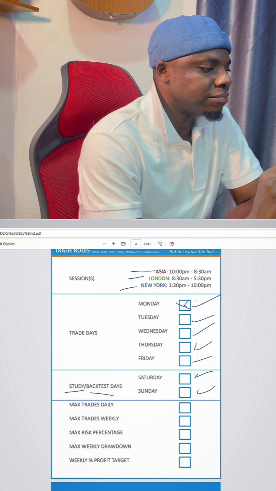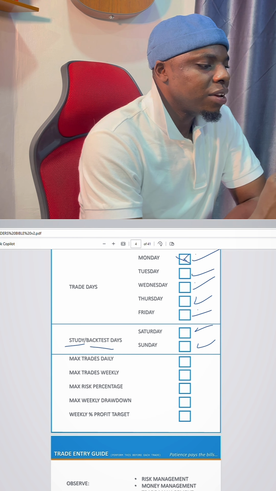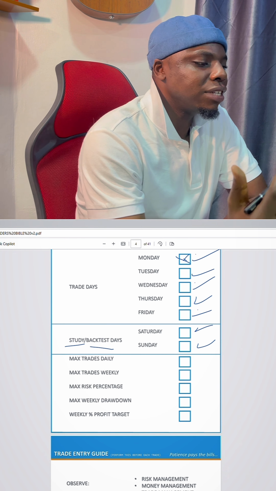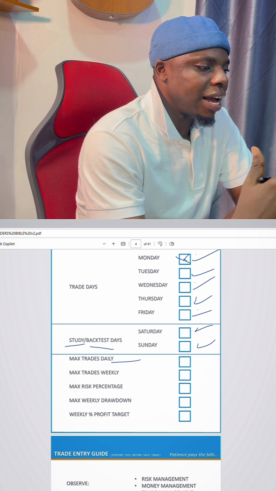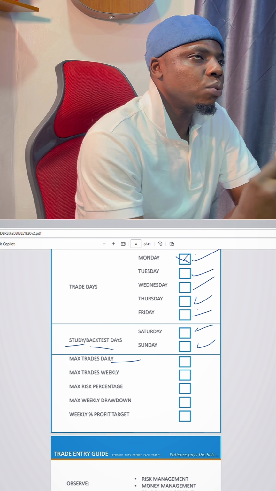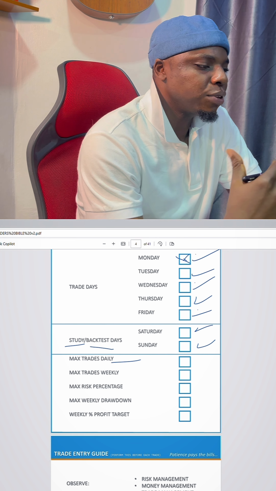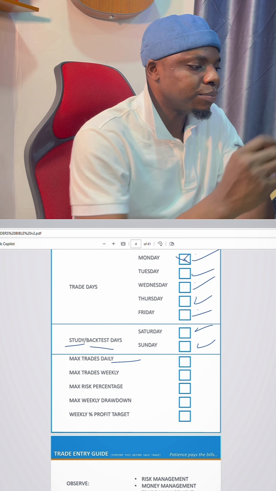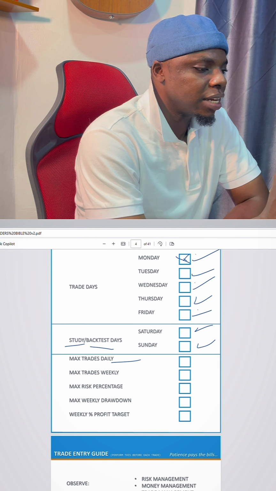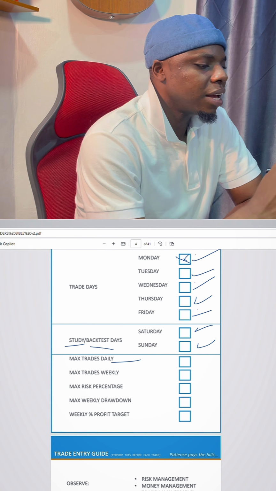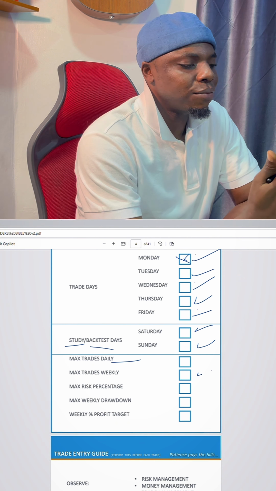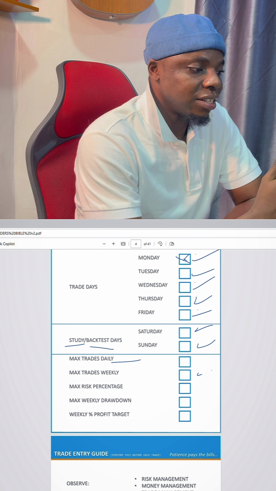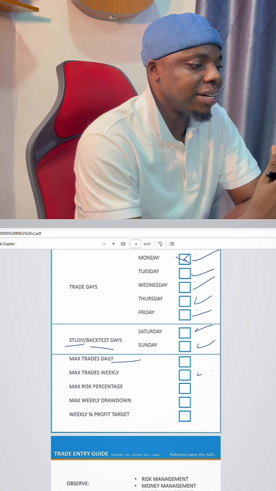Then we have maximum trades daily. Talking about the maximum trades taken daily, I don't really do that because I have days that I don't even place a trade. I approach it based on what the market is presenting to me, based on what the market is showing me. So once I'm seeing my edge, then I'm trading. Then maximum trades per week. For the sake of maximum trades per week, I think I've learned to control myself. You don't really need to trade every day. So it's still related to the maximum trades per day as well.